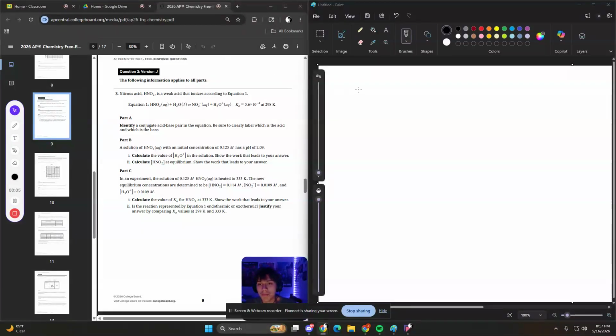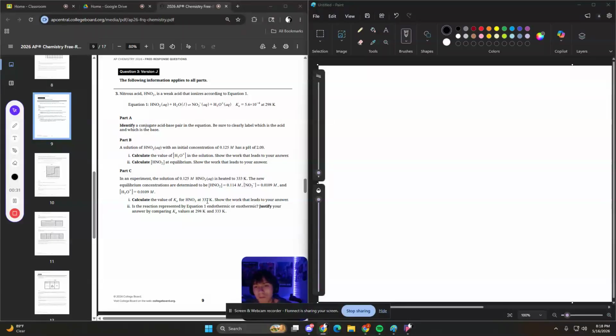Okay, hello guys. I will be doing an AP Chemistry FRQ from the most recent AP exam 2026. I will be doing question 3 version J as a part of my AP Chemistry final. I will be doing this problem specifically because it's an acid-base FRQ, which I chose to do my final on, Unit 8 acids and bases.